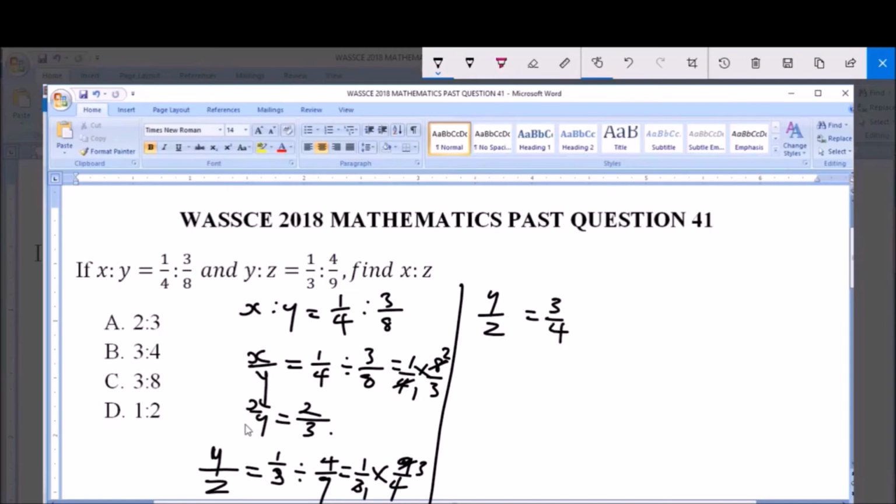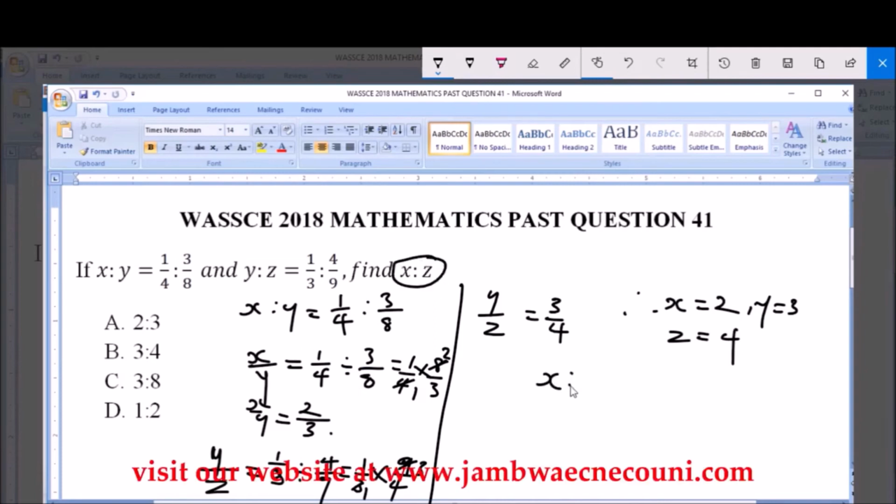Now from this you see that the numerator here, which is x, is equal to 2, and the denominator here, which is y, is equal to 3. Likewise, here the numerator y is equal to 3 and z is equal to 4. So from this we can answer the question that says we should find x ratio z. So x ratio z will be equal to 2 ratio 4.